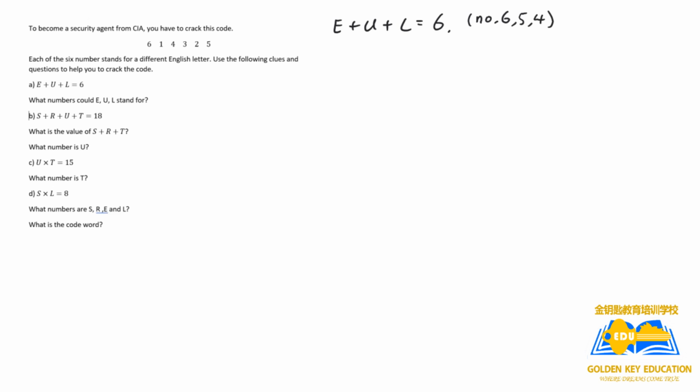So what can you choose for E, U, L? You can only choose from 1, 2, and 3. Just to verify, 1 plus 2 plus 3 actually equals 6. That's pretty good.